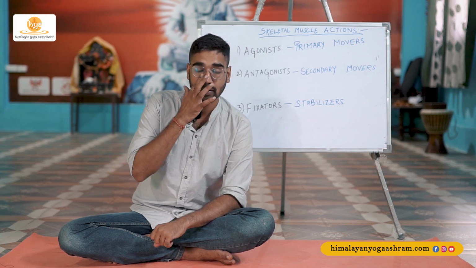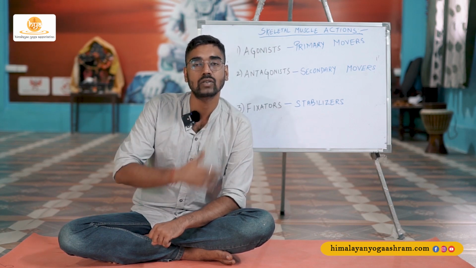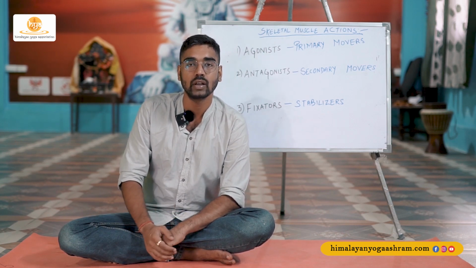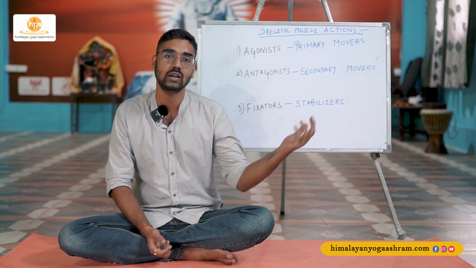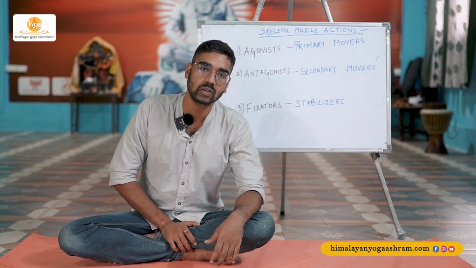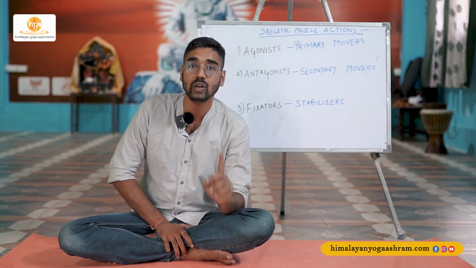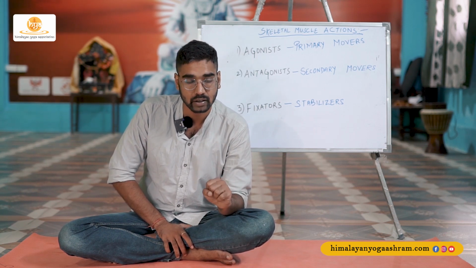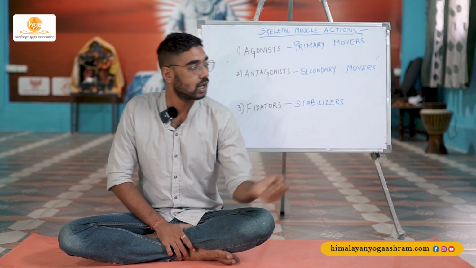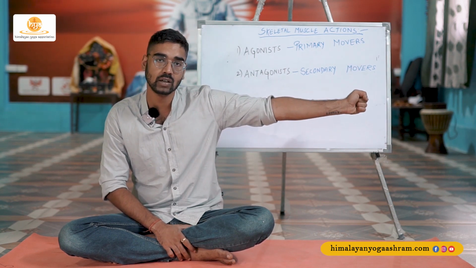Let's go further and let me simplify this whole thing for you. Let's see how the agonists and antagonists work together. Now, one thing you need to realize is that the agonist will always work together with the antagonist. For example, I need you to spread your arm straight completely.